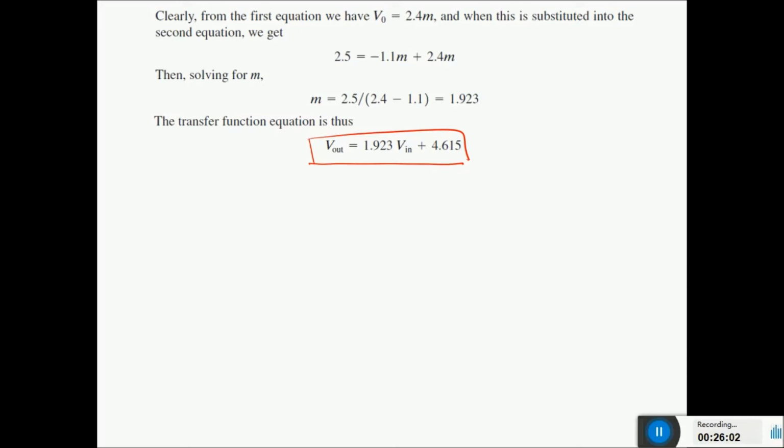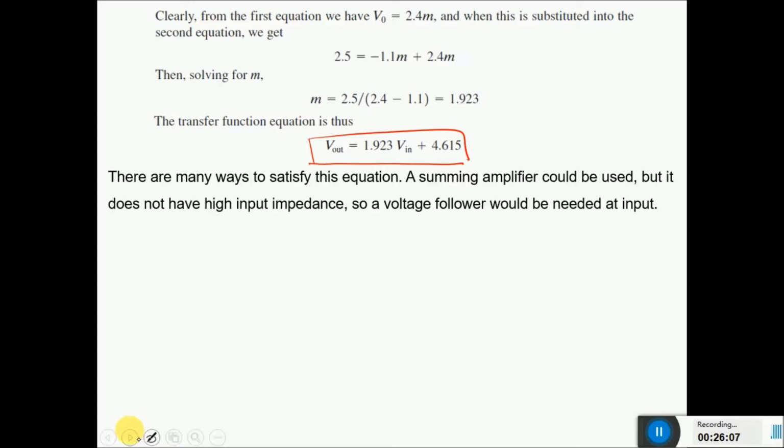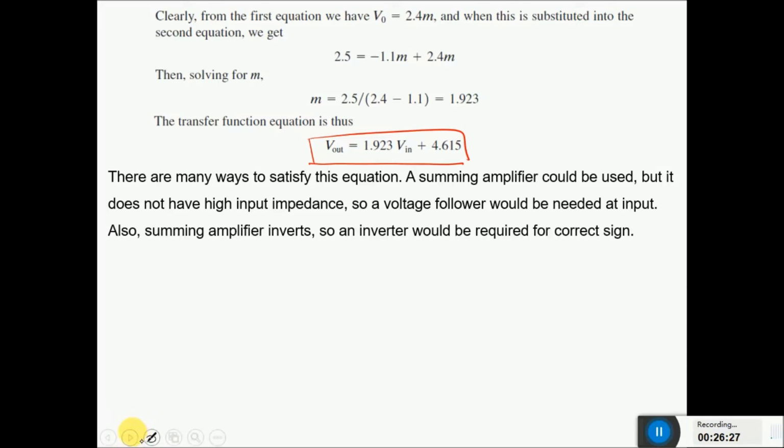Now this is fairly simple. It is just like the one we used in our previous example. So there are many ways to satisfy this equation. A summing amplifier could be used, but mind it, it does not have a high input impedance because the input is provided to the terminals of the amplifier itself through resistors. So a voltage follower would be needed at the input. Also the summing amplifier inverts. So an inverter would be required for the correct sign of the output voltage.